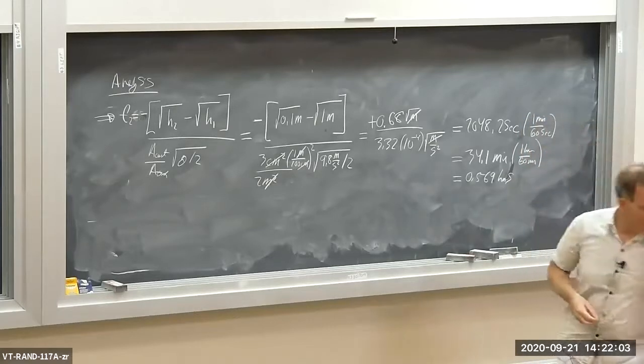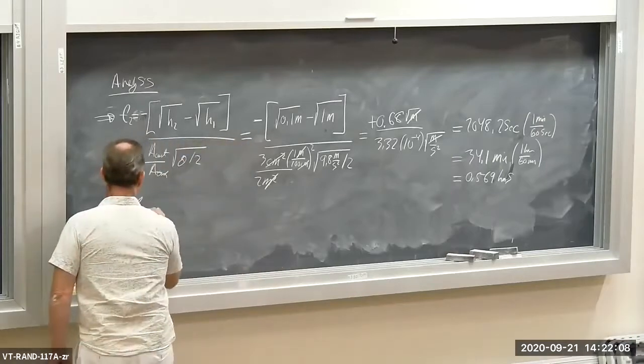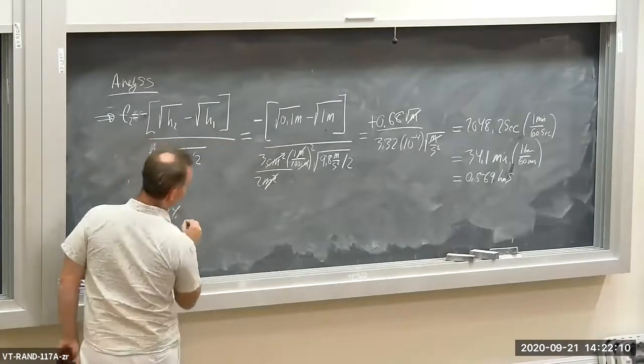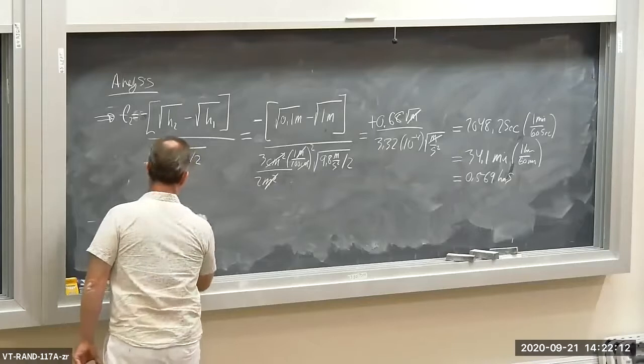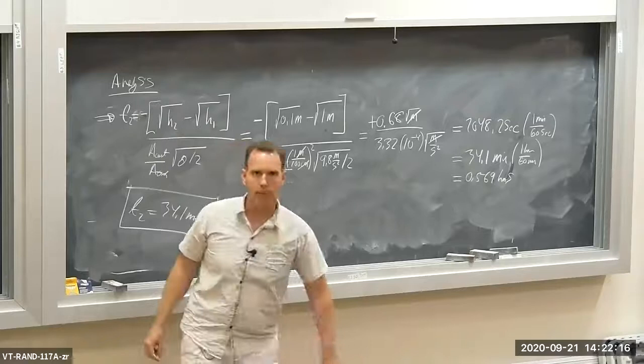34 minutes to drain the tank. Let's write that down. T2, 34.1 minutes. That's my draining time. That's my draining time to drain the tank.